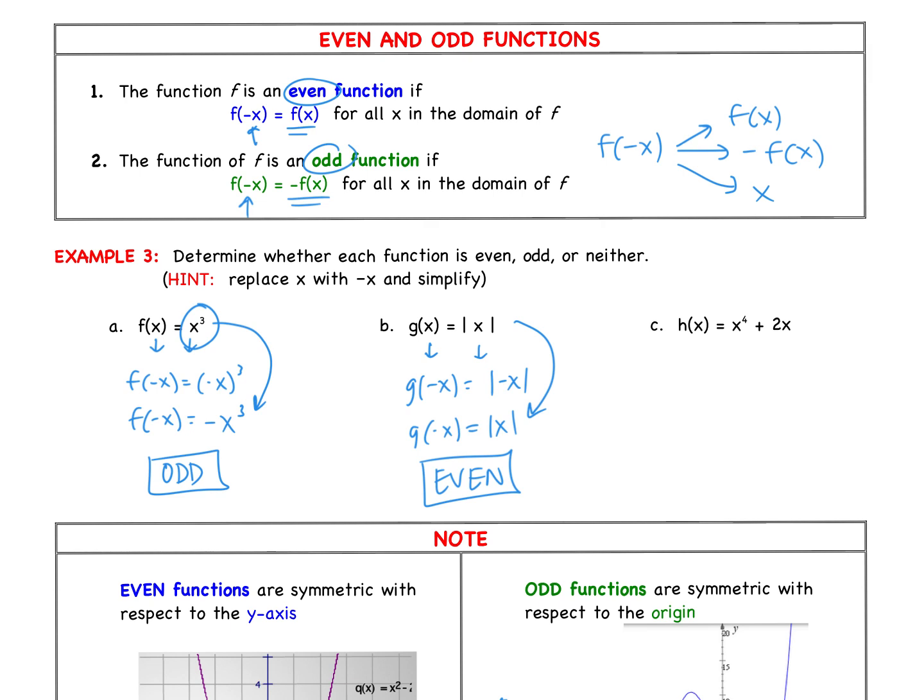I would like you to take a minute and do C, please. This is as far as I got. So I plugged in negative x. If we take a negative x or a negative number and take it to the fourth power, that negative goes away. So we get x to the fourth minus 2x. Did you all get the same equation?